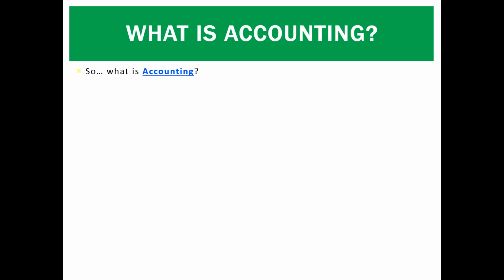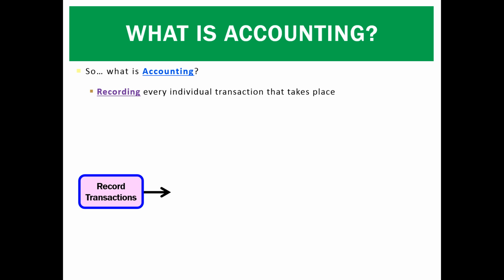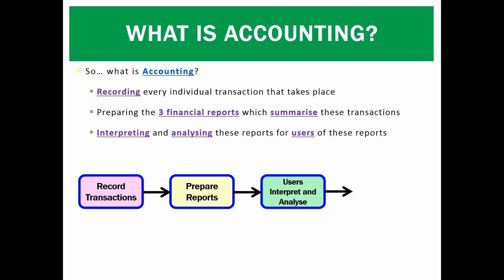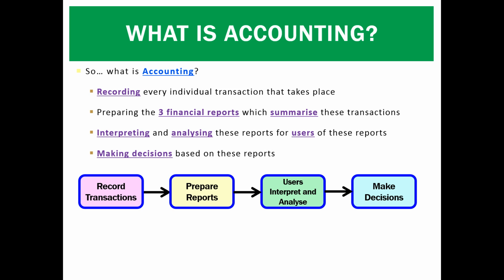So how can we sum this up? What is accounting? Well, it's basically all those transactions that are happening, we've got to record them. Then we prepare the 3 financial reports. Then we interpret and analyze them, so get some meaning from them. And then lastly, we'll make some really important decisions. And this process is going to repeat next period, whether it's next month or next year, and then we'll record the transactions, prepare the reports, interpret them, and make some decisions.